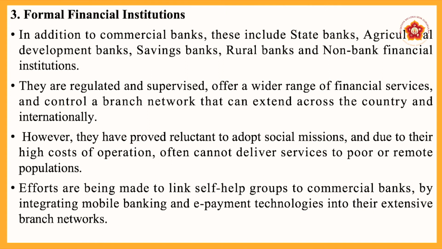Now, third type is formal financial institutions. In addition to commercial banks, these include state banks, agricultural development banks, saving banks, rural banks, and non-bank financial institutions. So, this is one formal agency now which is coming into the picture. They can be commercial banks and state banks. But they are also oriented towards providing loans in small amounts to poor people in simpler terms and conditions. They are regulated and supervised and offer a wide range of financial services and control a branch network that can extend across the country and internationally. So, they have a very wide reach, these kind of banks. You must have seen these kind of banks, some branches are there even in rural areas.